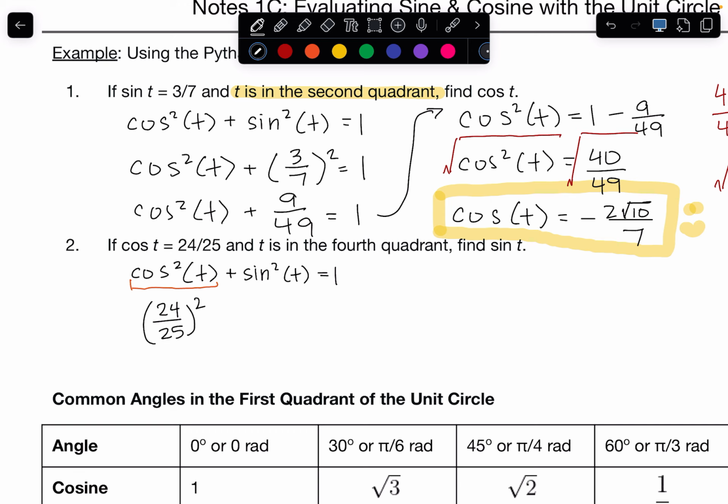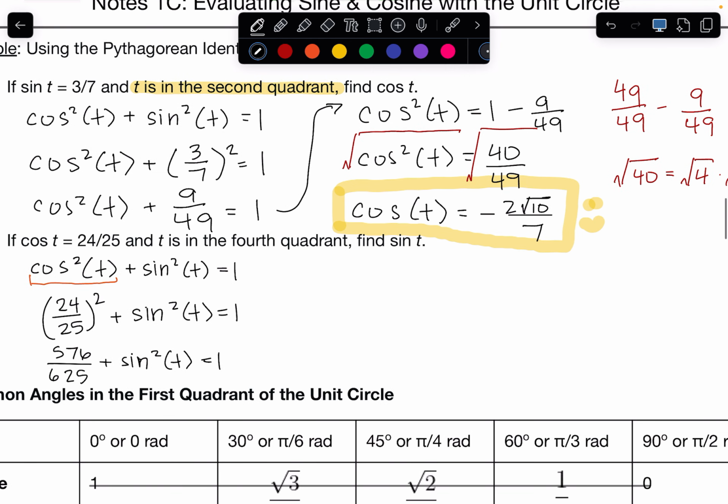Good. So 24 over 25 squared plus sine squared equals 1. And we're going to square that. I don't know off the top of my head. I know the bottom is 625. What is the numerator? 576. Thank you. So plus sine squared equals 1. And we're going to proceed the same way we did last time, which is to do what?